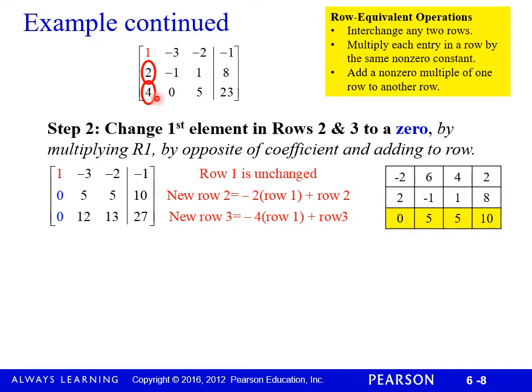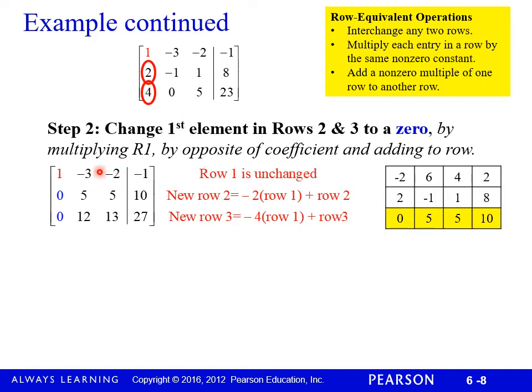We're going to do the same thing with row 3. We're going to take the opposite of this number 4 and multiply it times row 1. So we get negative 4 times row 1. And then we add it to row 3. And when we do that, we get this new bottom row here. Okay?